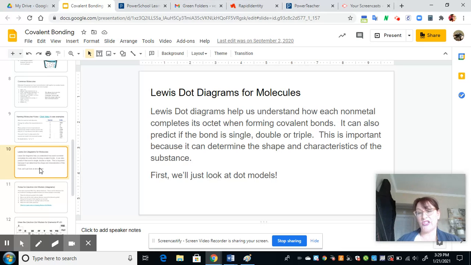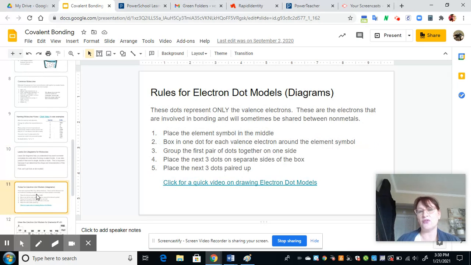This determines the shape of the molecule, and the shape of the molecule determines a lot of the characteristics of the substance. So for starters, I just want to introduce you to electron dot models. An electron dot model is just a representation of the valence electrons. Okay, we know how to find valence electrons. It's the Roman numeral at the top of the column.